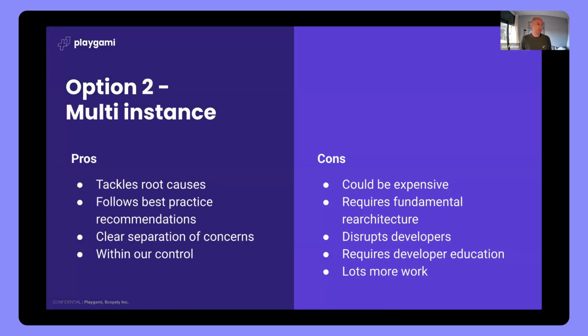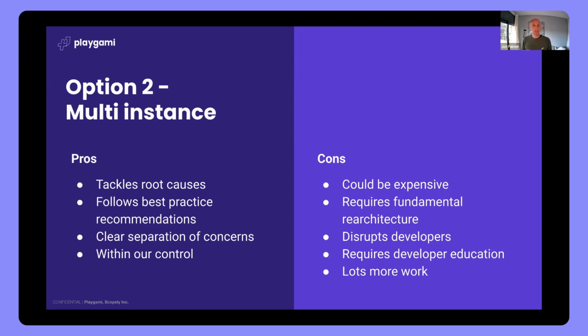Option two had the advantage that, well, it did tackle the root cause, or at least we believed it would. And we knew we'd be following more best practice recommendations in terms of architecture and development workflows. We would have a clear separation of concerns between development workloads and production workloads. And fundamentally, this would be a project that was in our control. If we decided to do it, we could do it. We wouldn't be dependent on the goodwill and turnaround time of Google.